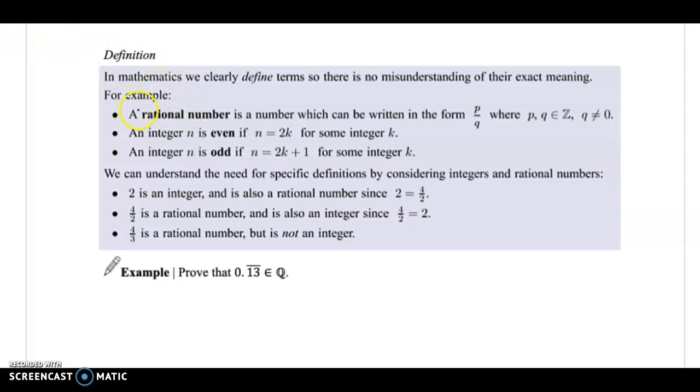Okay, so today we're going to talk about definitions. In mathematics, we clearly define things, and sometimes, as we've seen in class or in previous questions, even a textbook can be ambiguous, particularly at the high school level. So we have to be cautious no matter what.